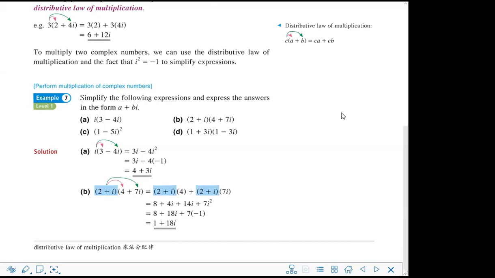So now we are going to handle the multiplication between complex numbers. Okay, but it is just like distributing the bracket, removing the brackets.